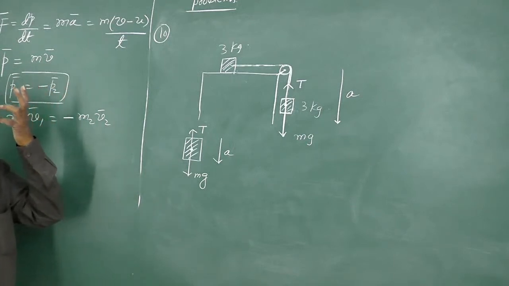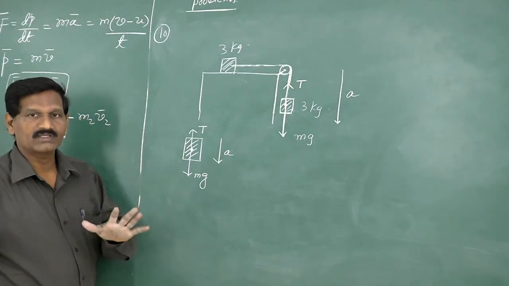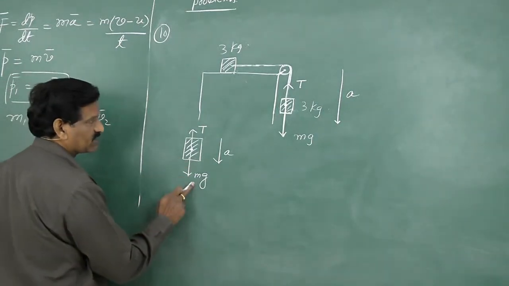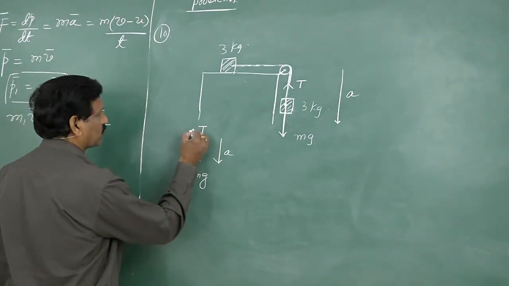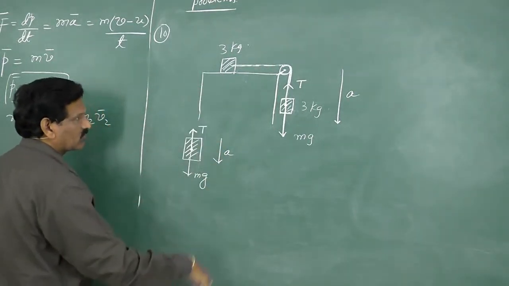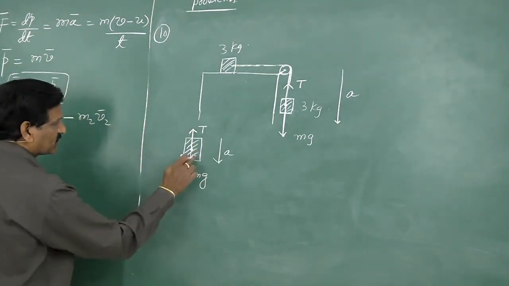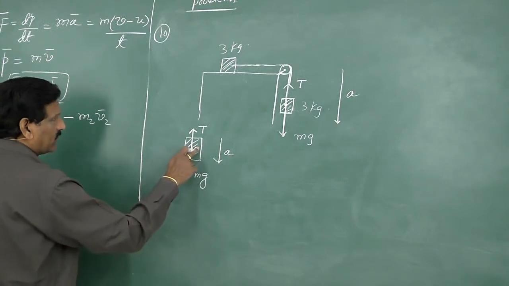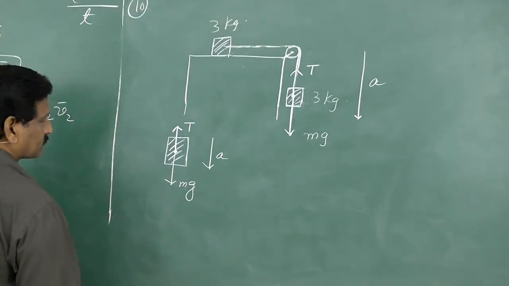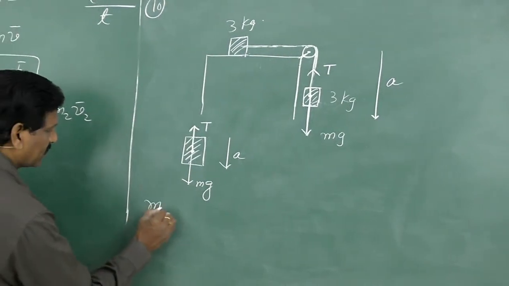Free body diagram means representing various forces acting on the body when the body is taken alone. So here this is the 3 kg body, weight mg acts vertically downwards, tension acts upwards. Because of this, the body moves downwards with an acceleration A, say. Then what is the net force on this body? Because the body is moving downwards, mg is more than T. Hence net force is mg minus T.